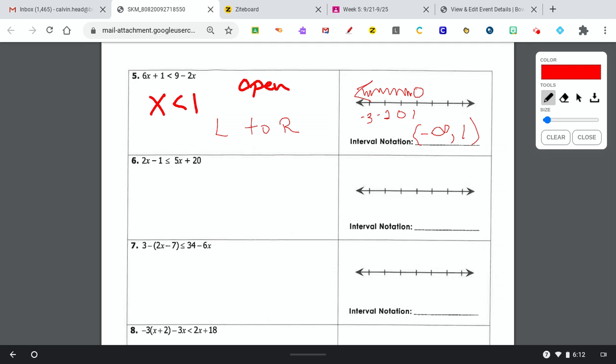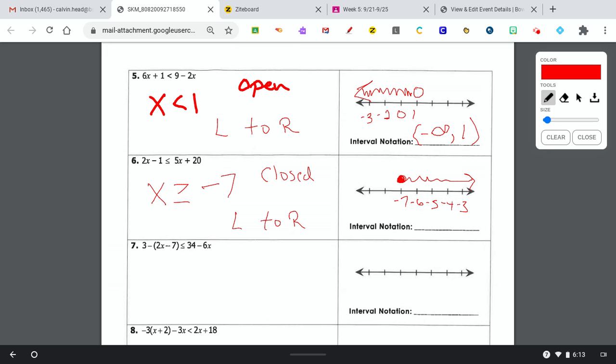Okay, let's look at number 6. X greater than or equal to -7. Let's graph it. So got -7, -6, -5, -4, -3. This is going to be closed. Let's graph it. So it's closed circle on -7, and it's going to the right.